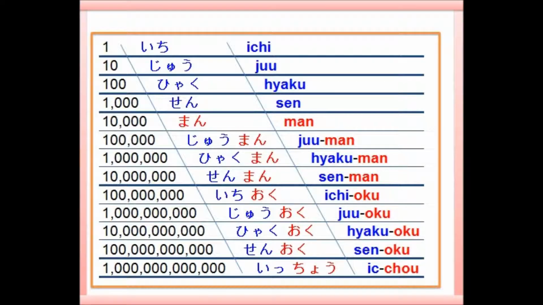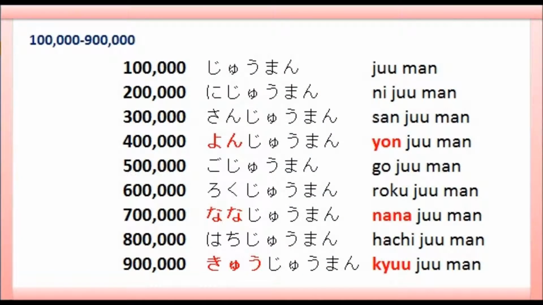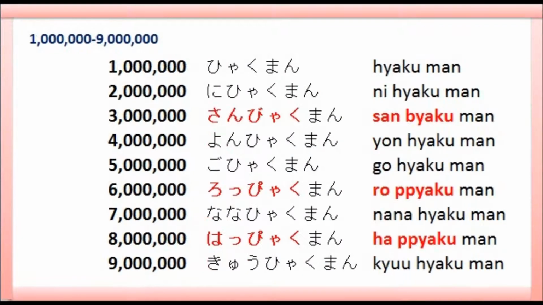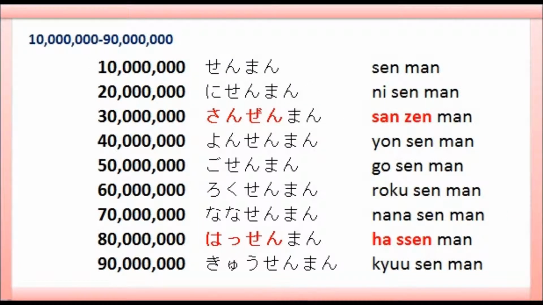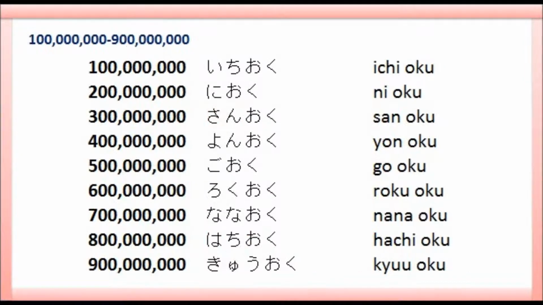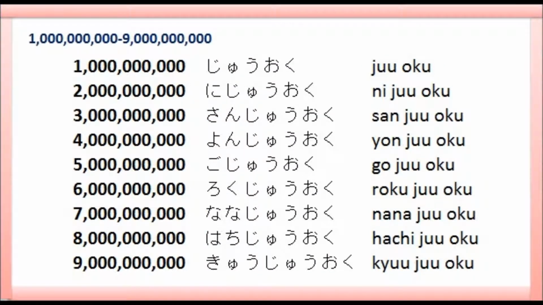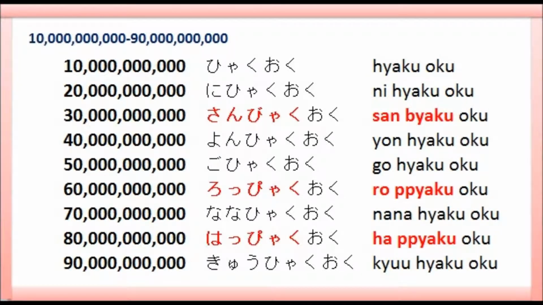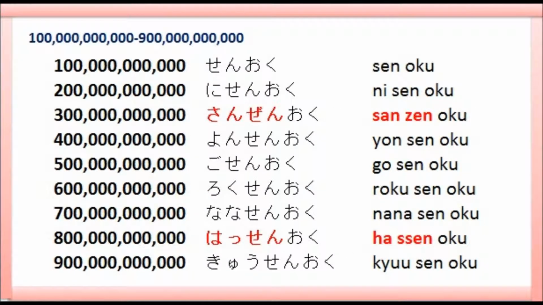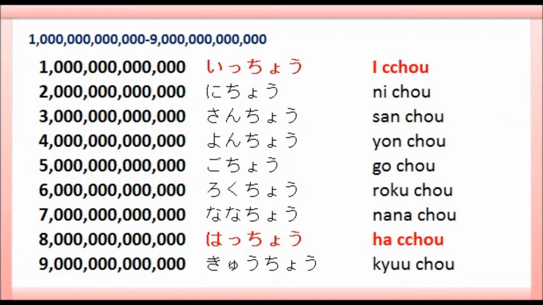Well, we've been learning big numbers. And I don't know if you need it, but in this video, I'm going to introduce you how to say 100,000 to 9 trillion. Pay attention to some numbers written in red for reading. Okay, let's start from 100,000.